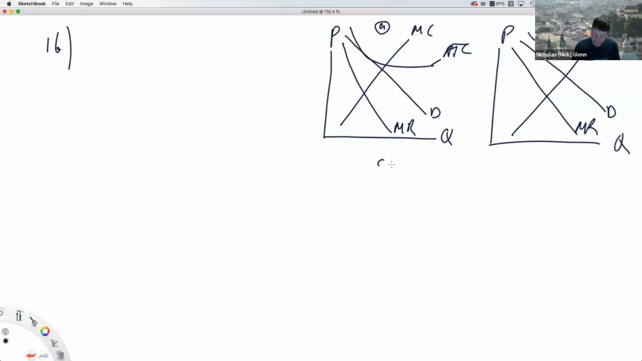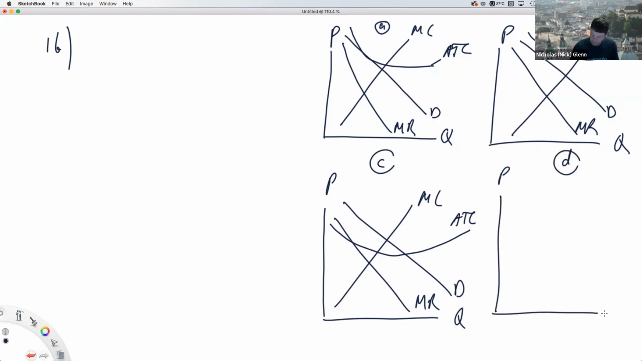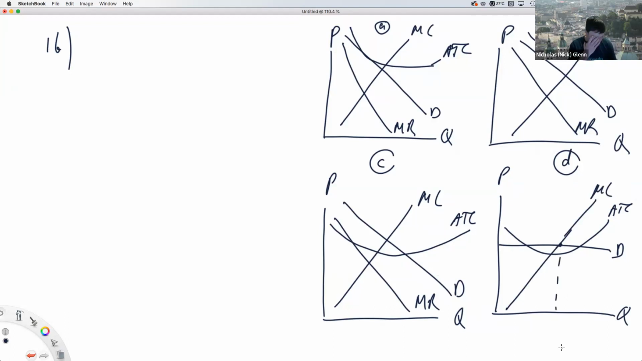All right. Here's C. Right here. And D here. Demand straight across, average total cost. Marginal cost there. All right.